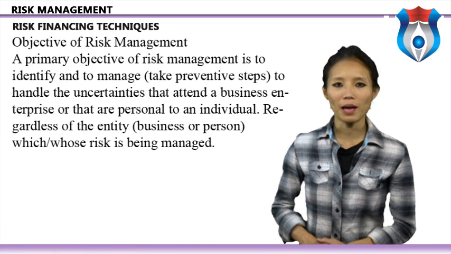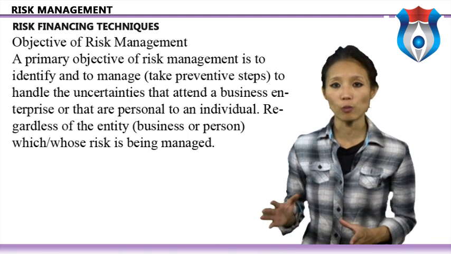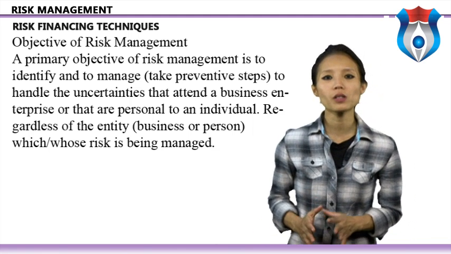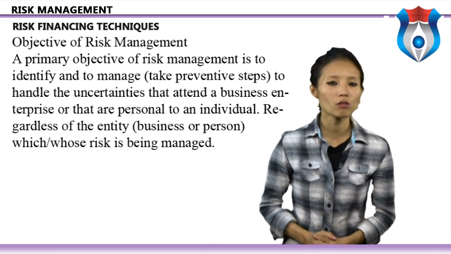Objective of risk management. A primary objective of risk management is to identify and to take preventive steps to handle the uncertainties that attend a business enterprise or that are personal to an individual.